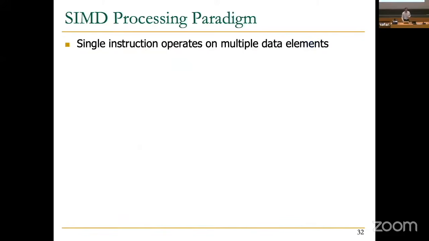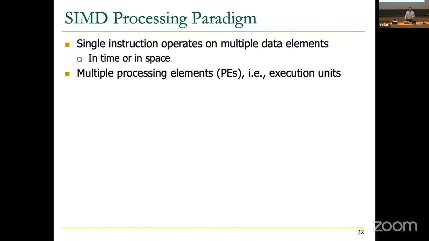This is a processing paradigm. A single instruction operates on multiple data elements, and this can be done in time and space. Actually, a lot of things can be done in time and space. We can revisit some of the discussions we have had for earlier paradigms in terms of time and space, but here it fits very nicely. Basically, we're going to have multiple processing elements, for sure, execution units, just like we've been having so far. And we're going to explore this time-space duality in how we handle the vectors.